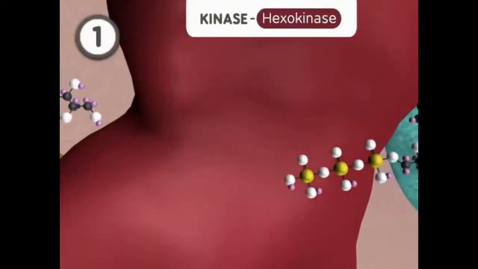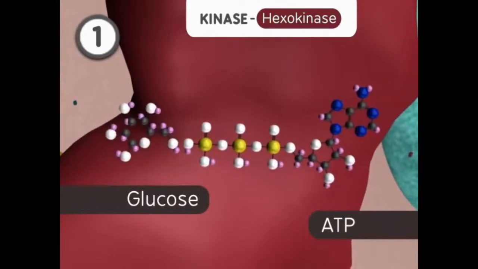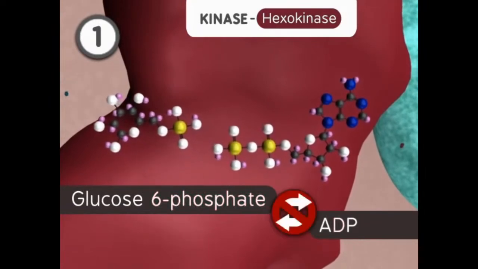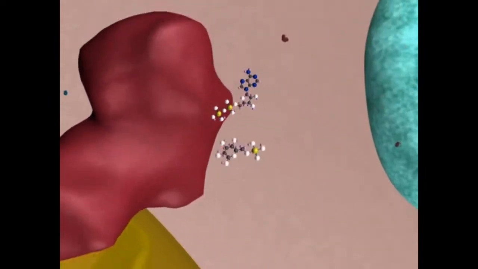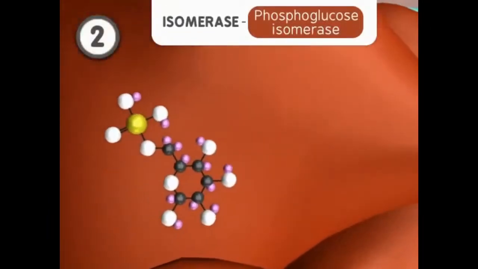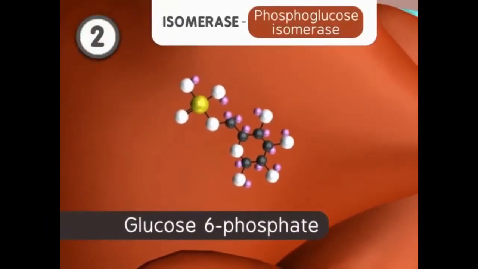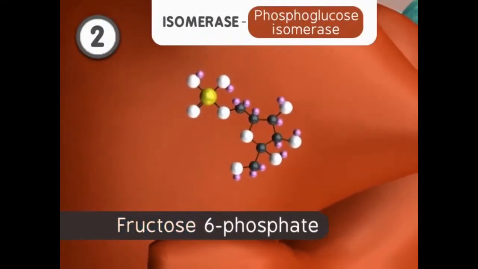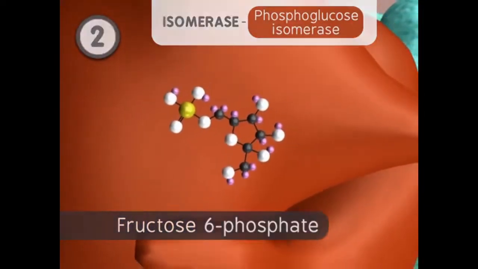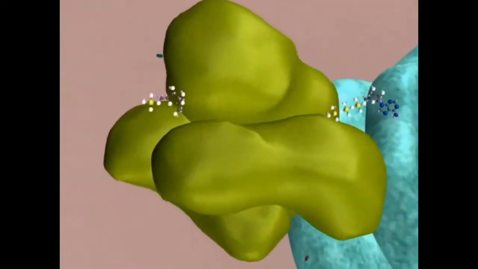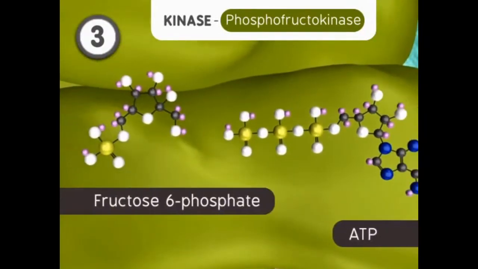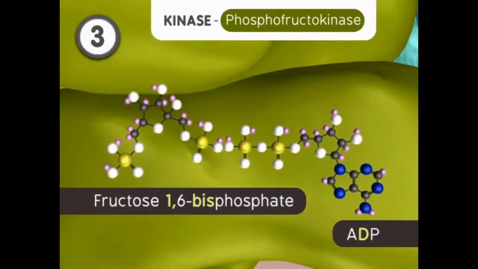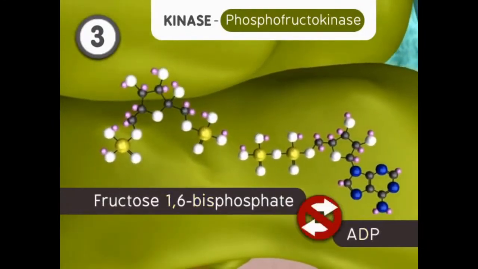First, a kinase reaction adds a phosphate onto glucose to form glucose-6-phosphate. This is one of two energy consumption steps and is an irreversible reaction. Next, an isomerase reaction converts glucose-6-phosphate into fructose-6-phosphate by rearranging covalent bonds. Another kinase removes a phosphate group from ATP and gives it to fructose-6-phosphate to form fructose-1,6-bisphosphate. This is the second energy consumption step and an irreversible reaction.